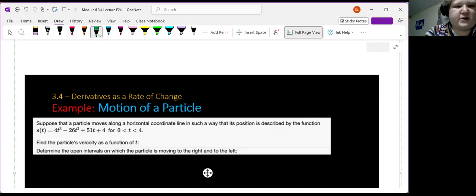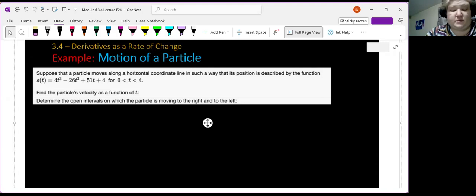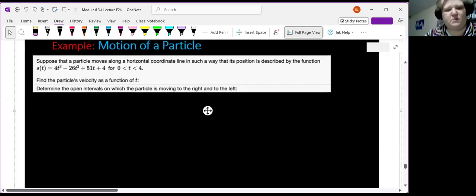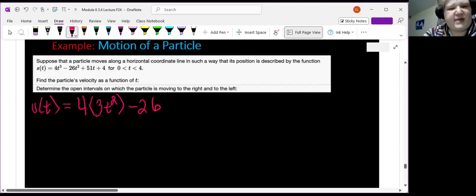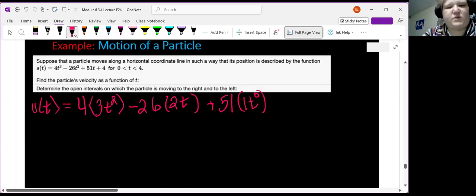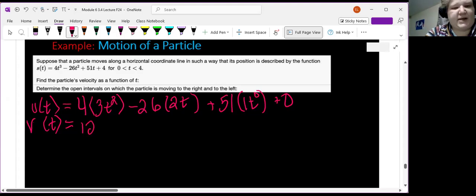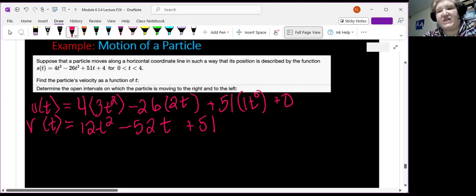All right, so our velocity function. So remember, velocity is the derivative of position. So this will be 4 times the derivative of t to the third becomes 3t to the second. Then our constant multiple, negative 26 times 2t to the first plus 51 times 1t to the 0, which is all just 1 times 51, plus 0. So v of t is 12t squared minus 52t plus 51. That's ugly.